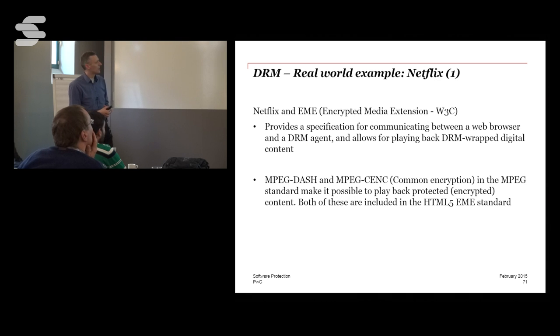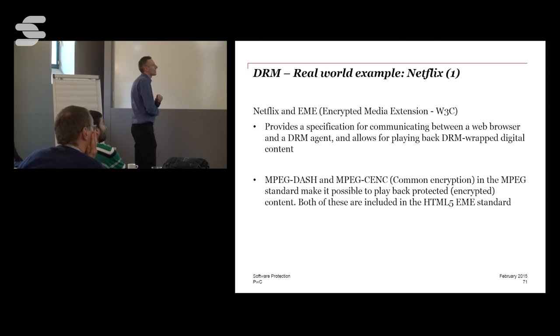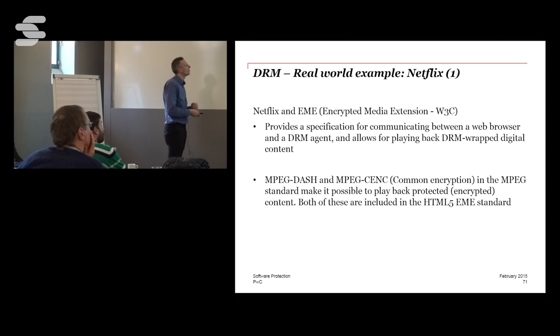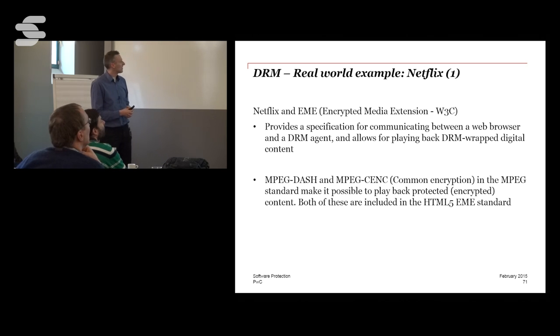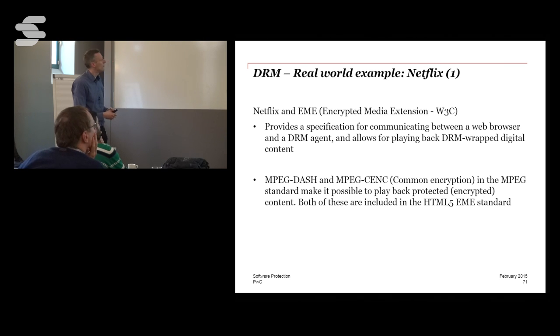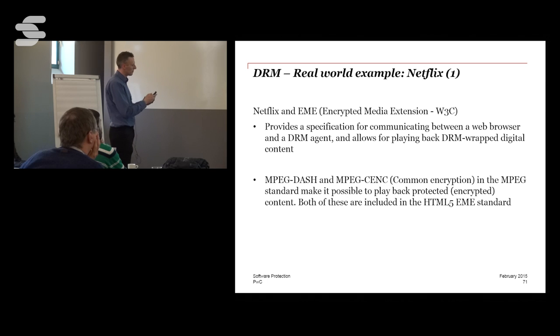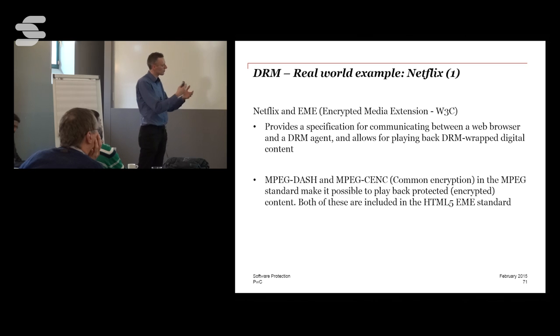A second example is Netflix. That's a bit more recent. Netflix is using a recent specification by the W3C consortium, the Encrypted Media Extensions. What it provides is a model and an API to protect the viewing of videos in this case, with some model. They base that on the MPEG stream, and they add some additions in the MPEG stream to do that.